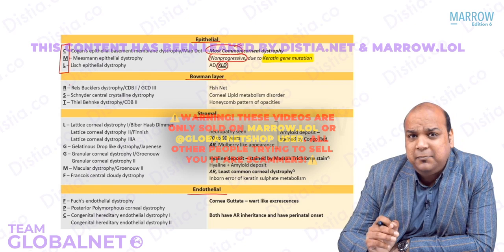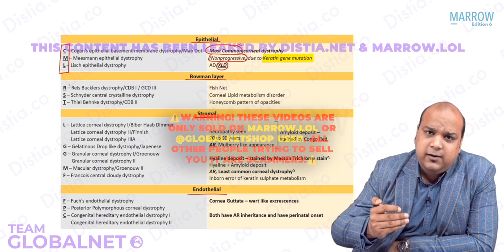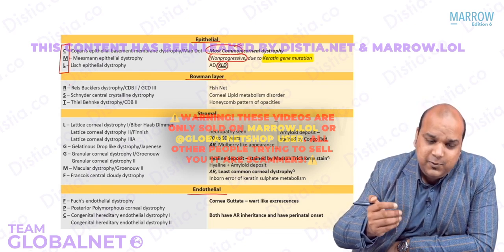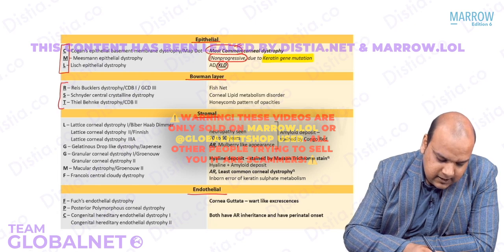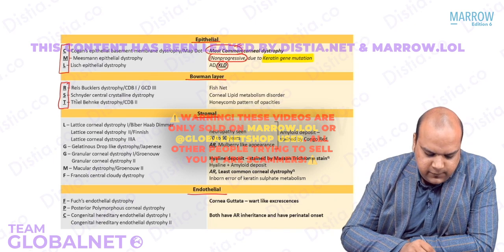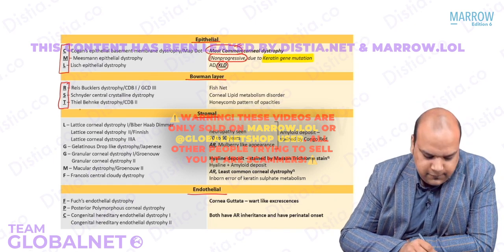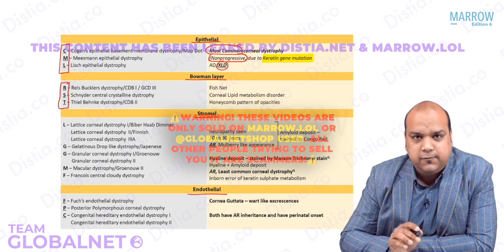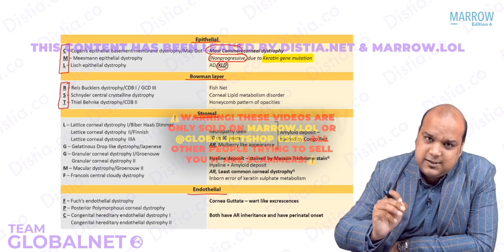You can remember them by the alphabetical order. A, B, C, D, E, F, G, H, I, J, K, L, M, N, O, P, Q, R, S, T. I hope you understand. R, S, T alphabetically. So Reis-Bücklers dystrophy, Schnyder central crystalline dystrophy, and Thiel-Behnke dystrophy. These are the 3 important Bowman's layer dystrophies.